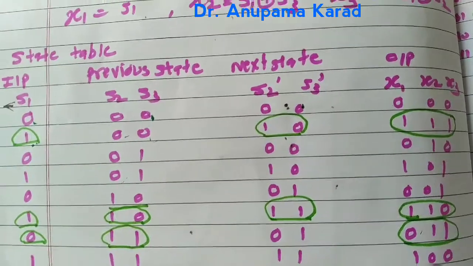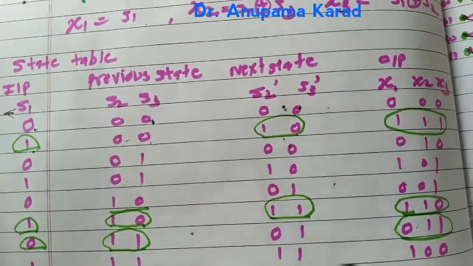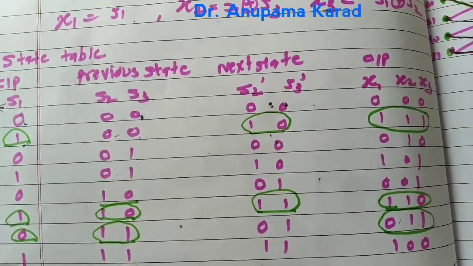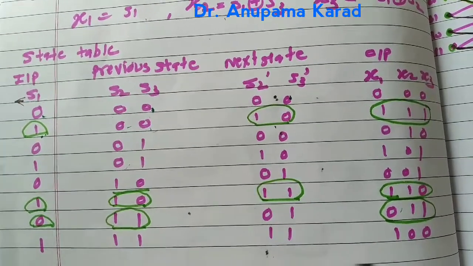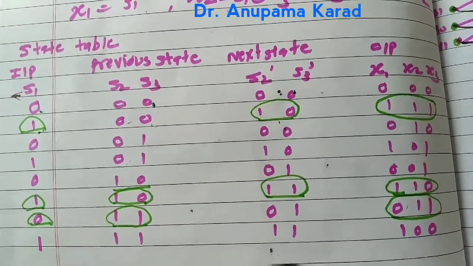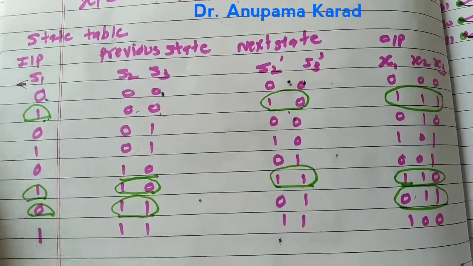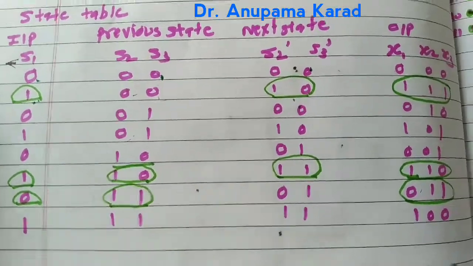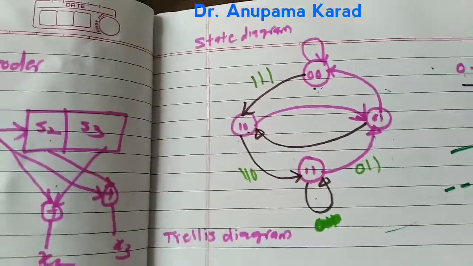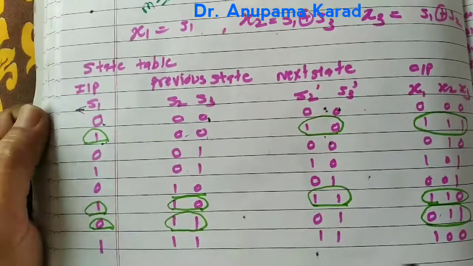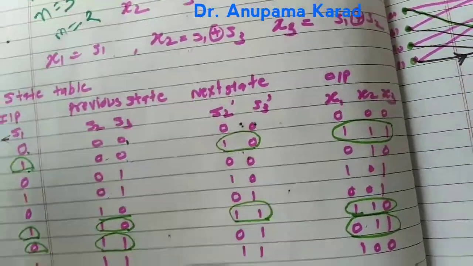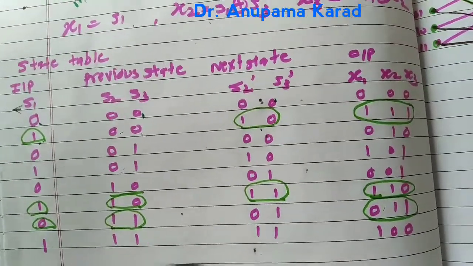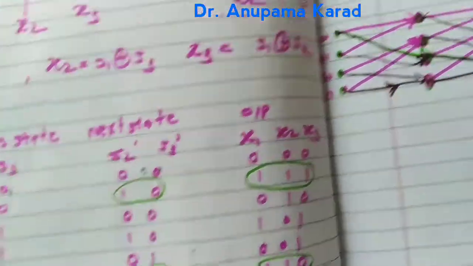Next steps are you have to just represent this table in different diagrams. The examples are state diagram, then trellis diagram and code tree. Now let us see how to draw this table with the help of state diagram. I am saying draw this table because we have to just represent these values in different diagrams or different ways, we can say.